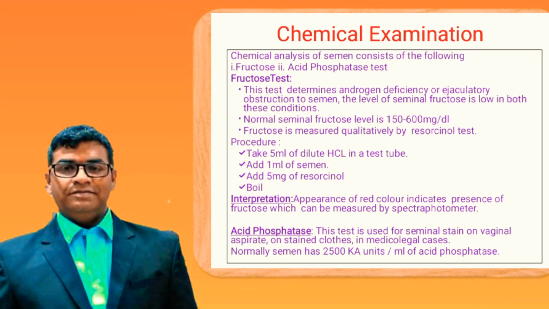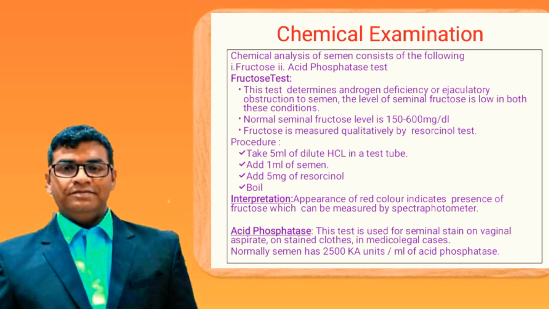Chemical examination. Chemical analysis of semen consists of fructose test and acid phosphatase test. Fructose test determines androgen deficiency or ejaculatory obstruction, and the level of seminal fructose is low in both these conditions. Normal seminal fructose level will be 150 to 600 mg per deciliter, and the fructose is measured qualitatively by the resorcinol test.